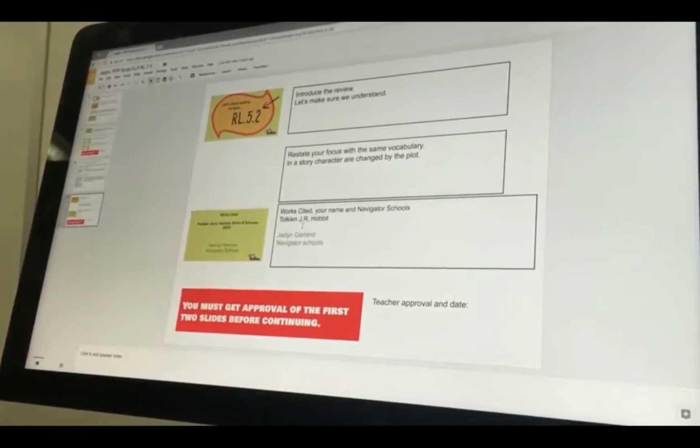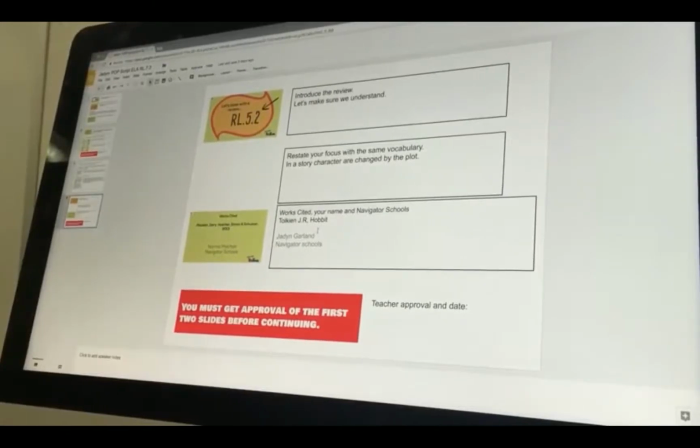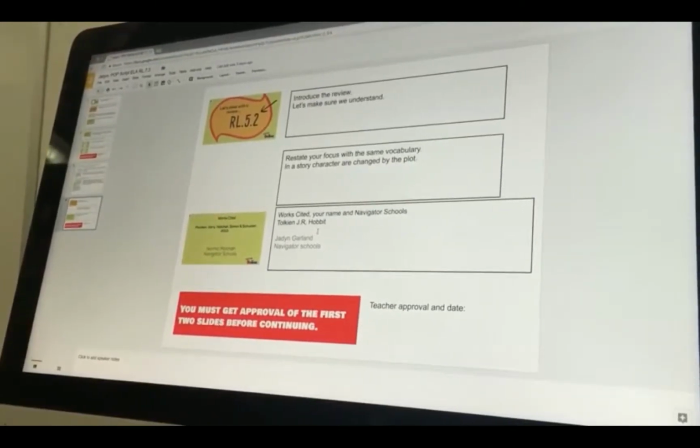What do you use this for? What's your next step after creating this script? After creating the script, you have to make a video using Powtoon. And what is that called? A POP video. Thank you.